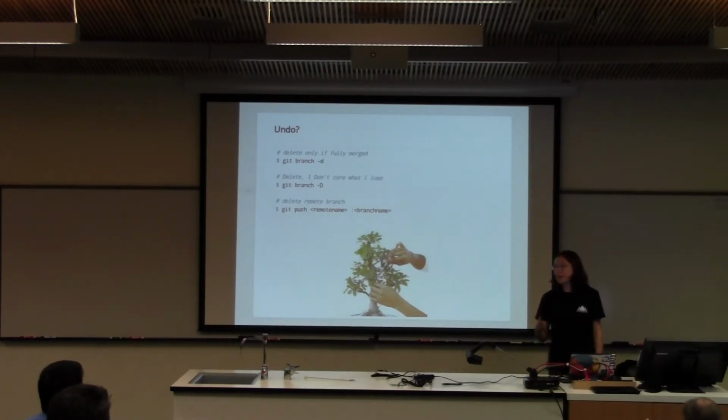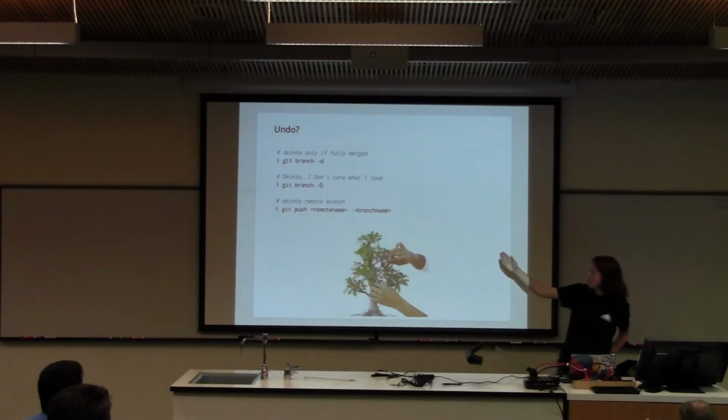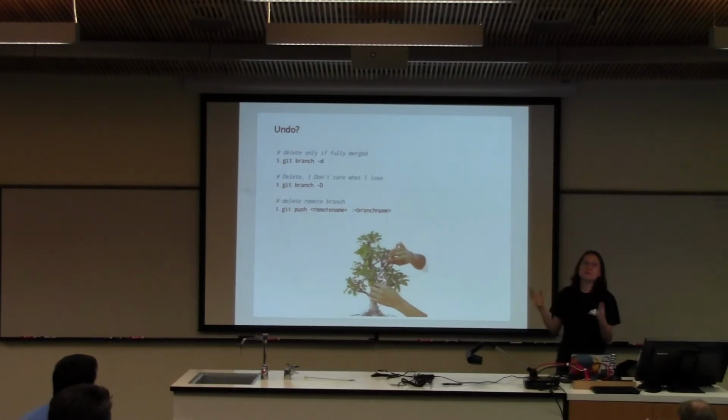To delete a remote branch, here's that colon syntax that I was telling you we'd see again. You git push the remote name and then colon the name of the branch. Unlike with tags, you don't have to do the whole refs, tags, anything. It's just the branch name.